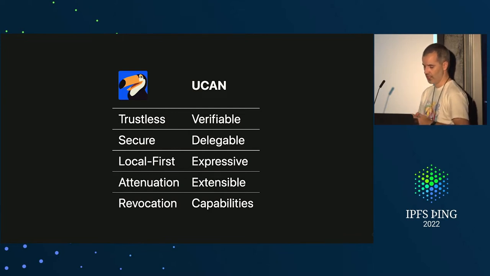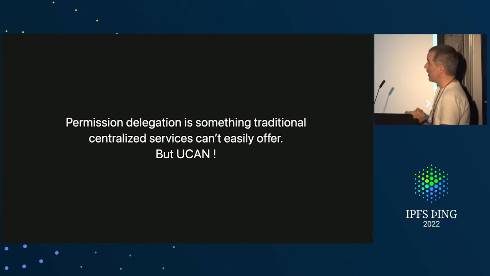They are all that you need to sign into multiple machines, to delegate access to other service providers, to do things for you while you are offline. That's one of the great examples: when you need to go offline and you need to delegate to a third party, like a pinning service, for example, to do stuff for you. Let's move on. As I was saying, permission delegation is also one of the great things. Permission delegation is something traditional or centralized services can't really easily offer, but you can.